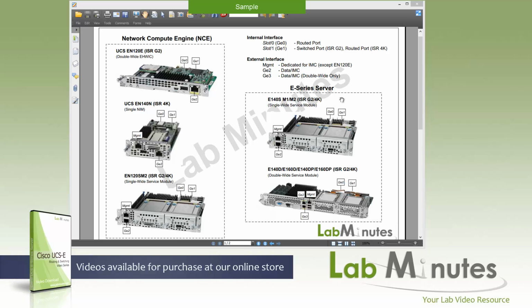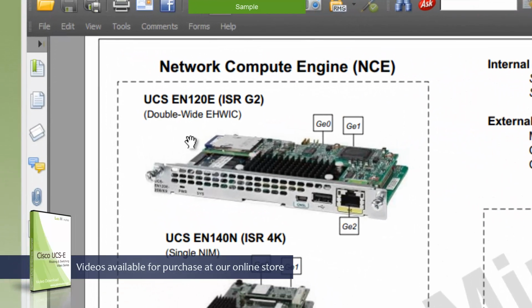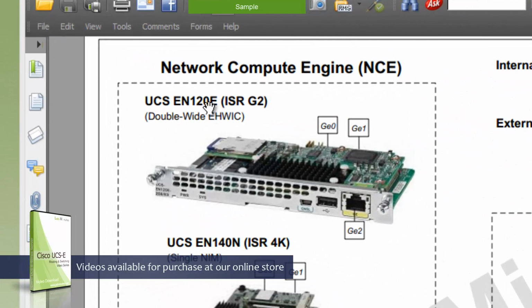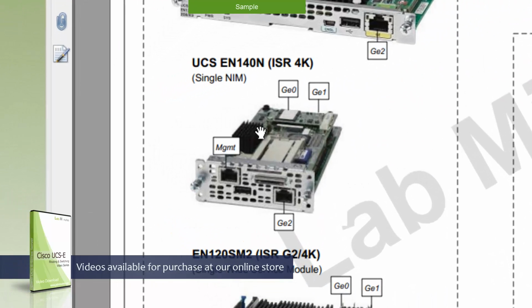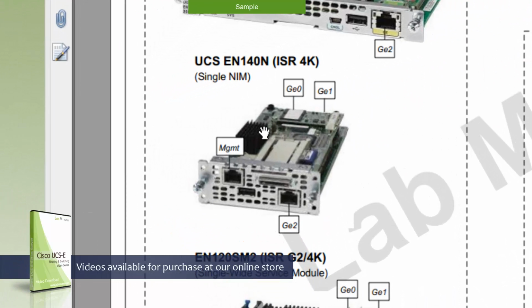UCS-E comes in different form factors. Physically, under Network Compute Engine, you can tell it is an NCE type module with the module number starting with EN. Starting off with the EN120E, this is a double-wide EHWIC that takes up two WIC slots. And since we're talking about WIC slots here, it's only meant for the ISR G2 since the 4K has a completely different slot form factor, which is the NIM. Then you have the compute engine that's been specifically designed for the ISR 4K, which is the EN140N, and this is the latest addition to the product line.